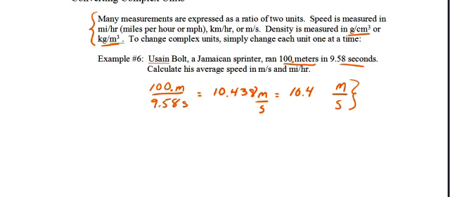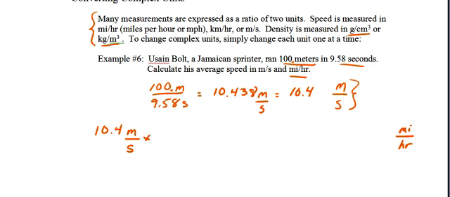Now what we're going to do is convert this 10.4 meters per second into miles per hour. So how do you do that? Well, you have to convert meters into miles. I'm going to put this way over on the other side. And you have to convert seconds into hours. It doesn't matter which order you do it, it just has to both get done. So let's go ahead and convert meters into miles first.